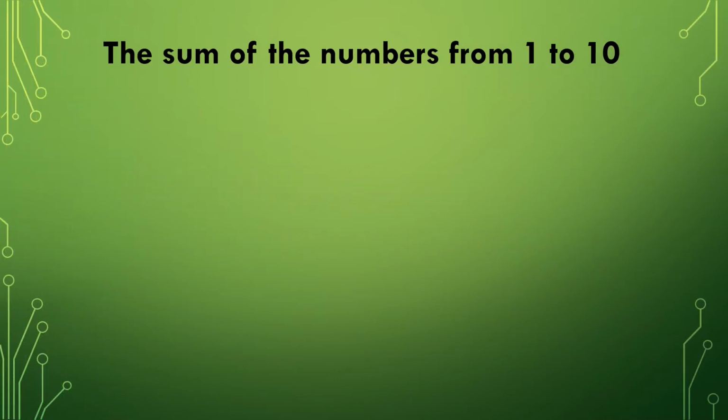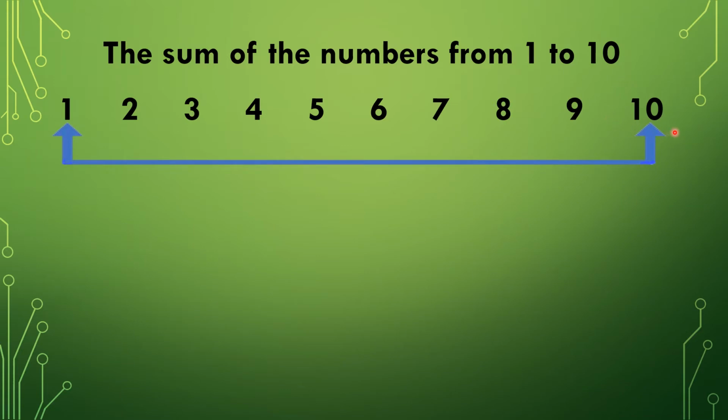Let us consider the sum of the numbers from 1 to 10. This set of numbers forms an arithmetic sequence since there is a common difference of 1. Observe that the sum of the first and the last terms is 11.